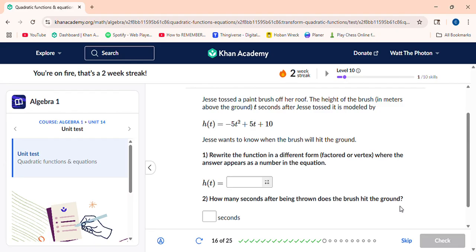My man Jesse drops a paintbrush off a roof, the height of the brush in meters above the ground. Jesse wants to know when the brush will hit the ground. So we want to know the velocity of that. So we have negative 10t plus 5. So that's just positive 0.5.